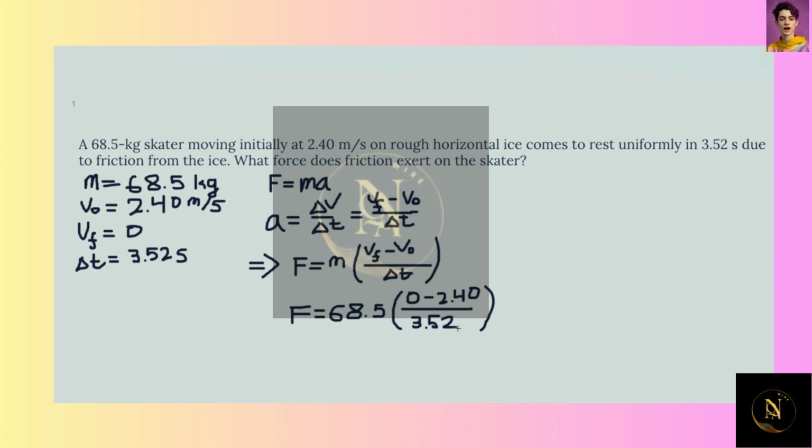and a time interval of 3.52. So to three significant figures, this final answer is going to be negative 46.7 newtons, with a negative sign arising because this is a frictional force, and friction will always oppose the direction that the ice skater is moving in.